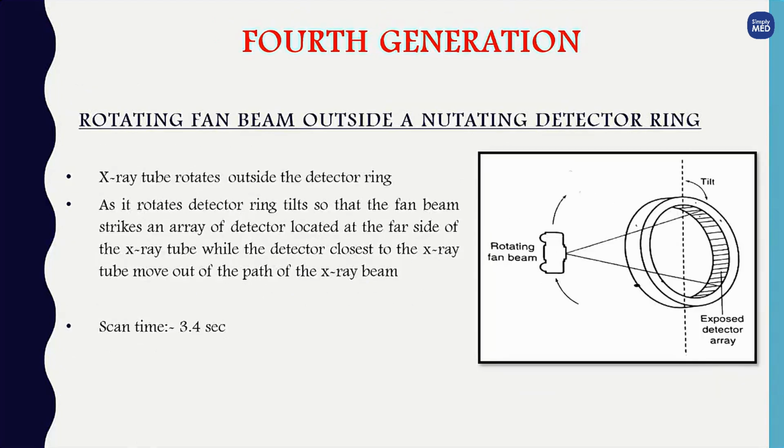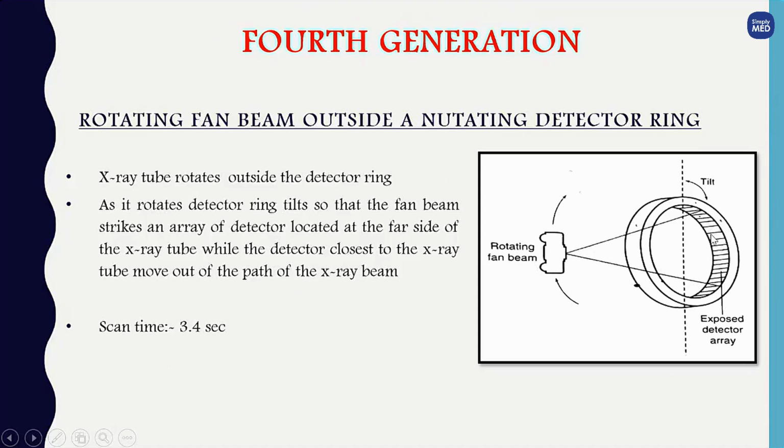Going to the next one, which is rotating fan beam outside a nutating detector. Nutating means it rotates on its own axis. So consider this is your axis. This detector will rotate on its own axis, and this X-ray tube also will rotate. For example, this X-ray tube will rotate outside the detector. Here we have the X-ray tube, here we have the detector, inside you will have the detector assembly, and here will be the patient.